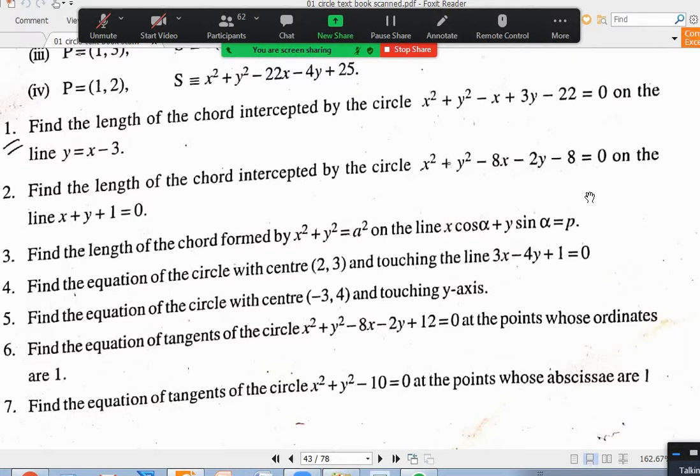So when you substitute x equal to 1, you will get y equal to 3 or minus 3. At (1, 3) and (1, minus 3), they want the tangent. So do S1 equal to 0 at (1, 3), and do S1 equal to 0 at (1, minus 3). Is it okay? Yes, sir. Anybody any other doubt in these 7 questions?